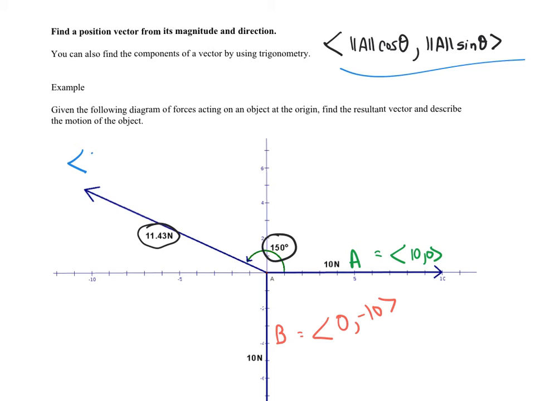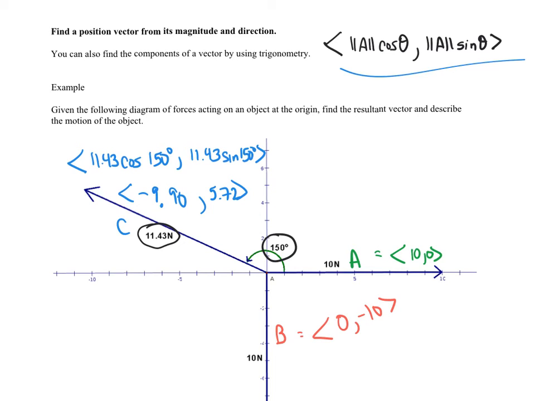Now the last one is where we'd have to use our trig formulas to find its component form. So the magnitude of this vector is going to be 11.43 times the cosine of 150, comma 11.43 times the sine of 150. So this will give me my 2 parts of this vector. Let's call it vector C. So when I put these in, I am going to get negative 9.898. So if we round it to 2 decimals, negative 9.90 and 5.72.